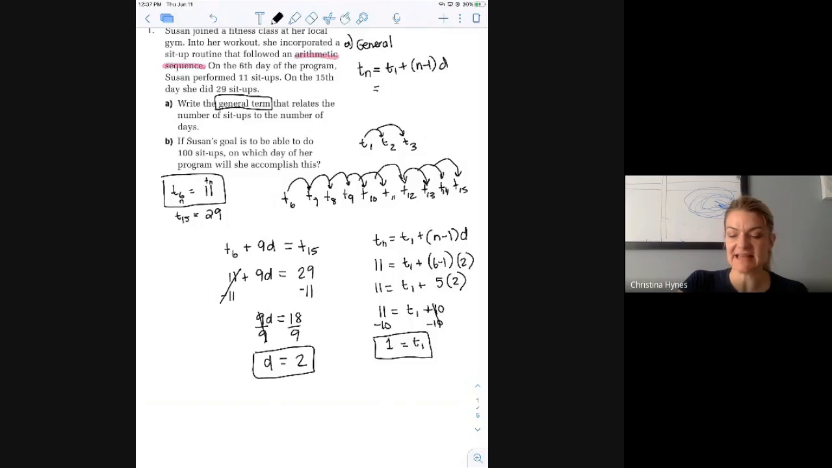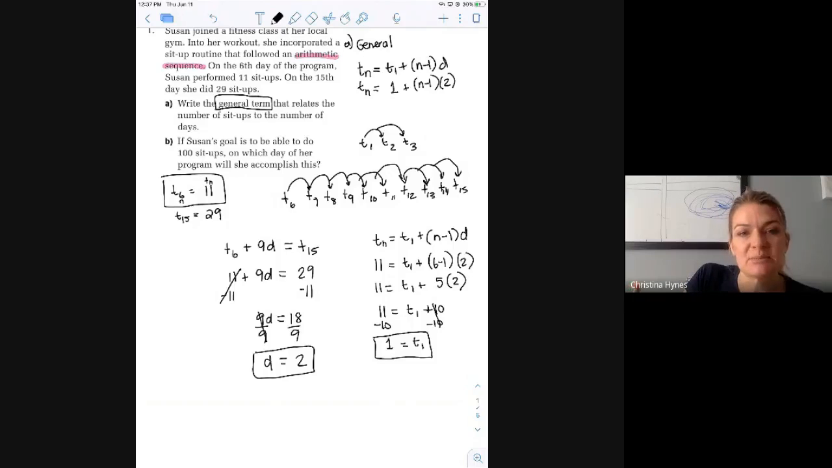So as you can see now, T1 is 1. Replace it with 1. n and Tn will be affected by what spot you're looking at, so we don't know that. A general term just means we're looking at any term, so we leave n and Tn as they are. Your common difference, replace with 2.